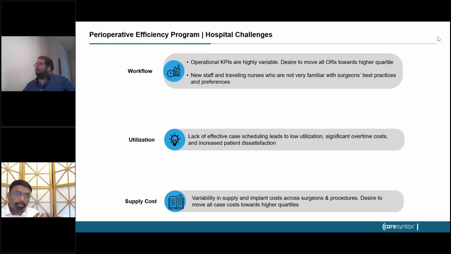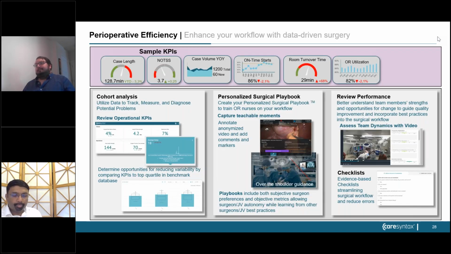So how do we start looking at variability, and how do you start moving all of these towards the highest quartiles? Given these are some of the challenges over here, what could be some approaches using this concept of the high fidelity record we spoke about, the concept of these personalized surgical playbooks, looking at variability. So here are some approaches and some potential constructs.